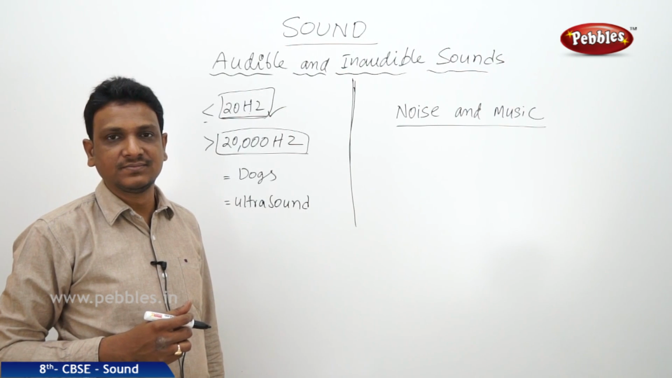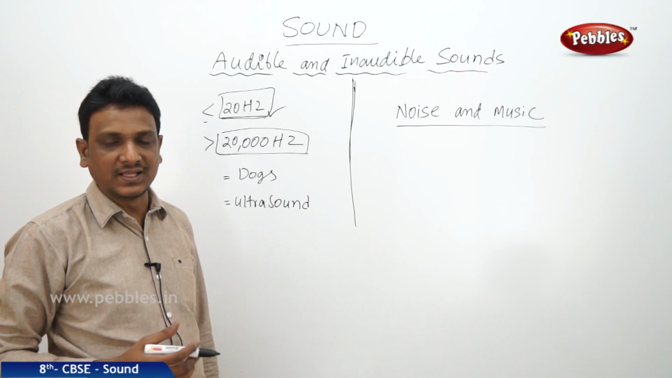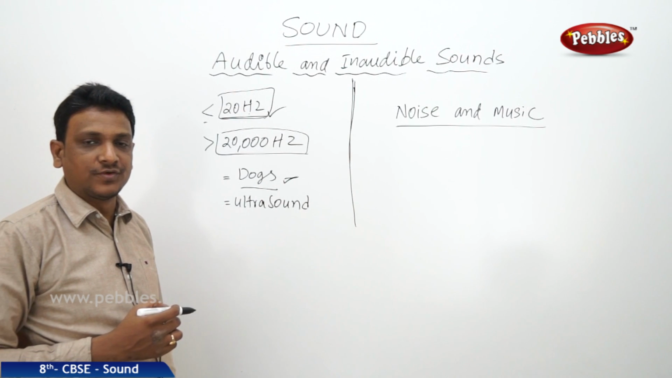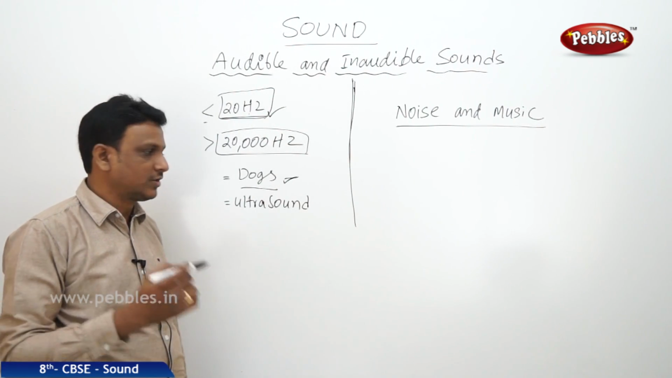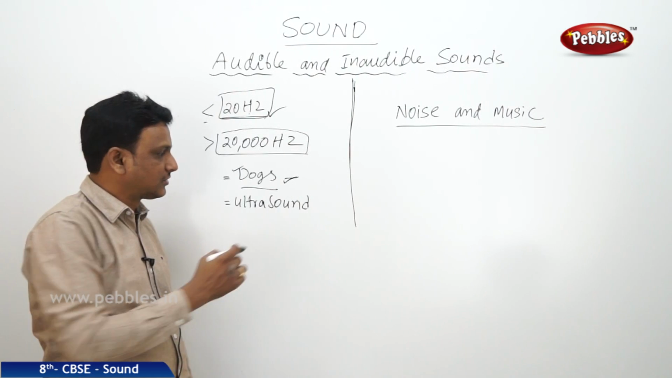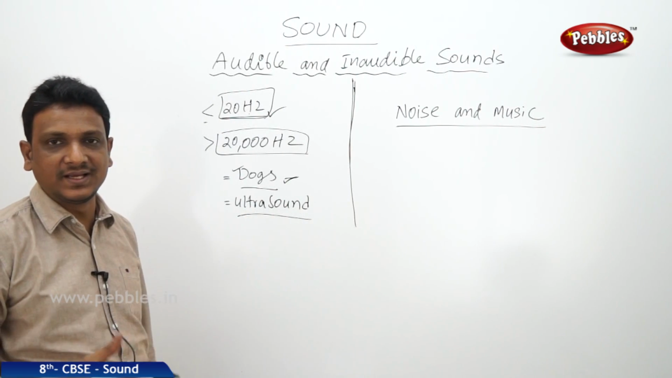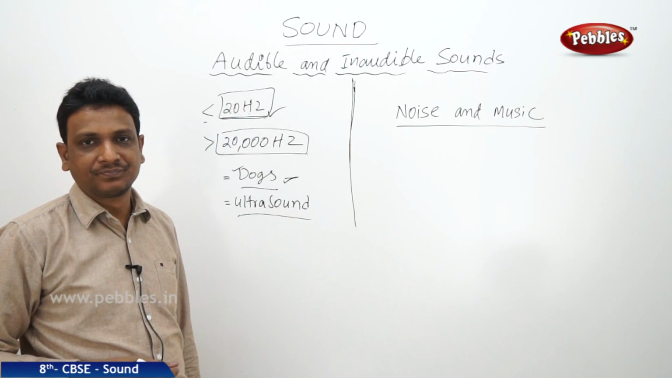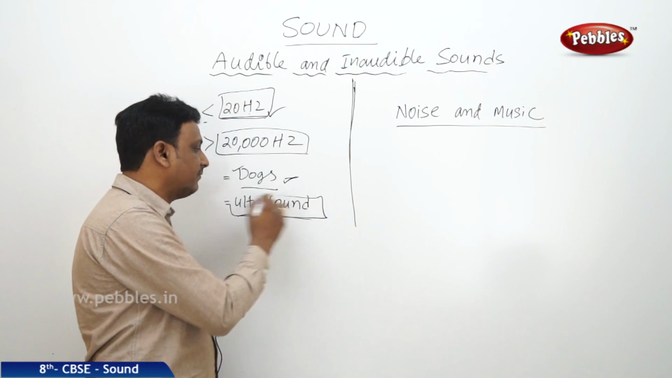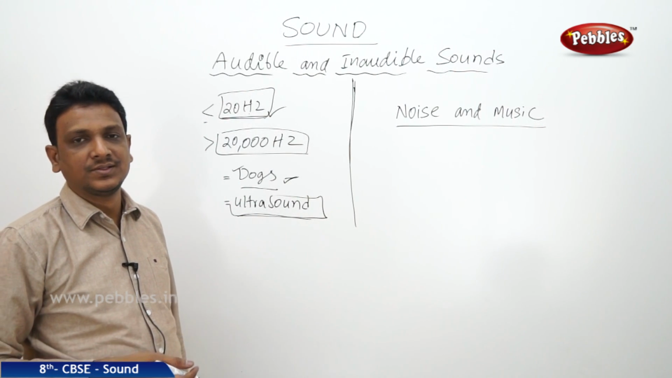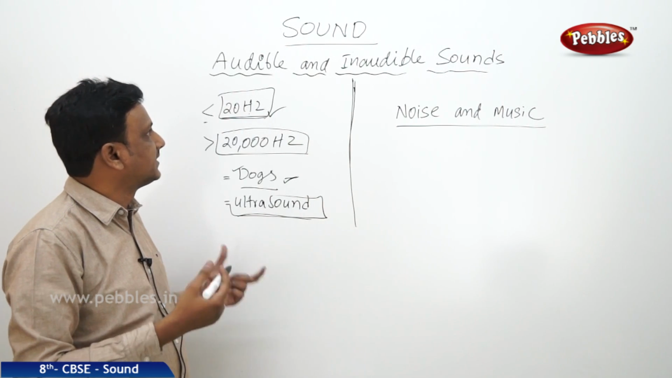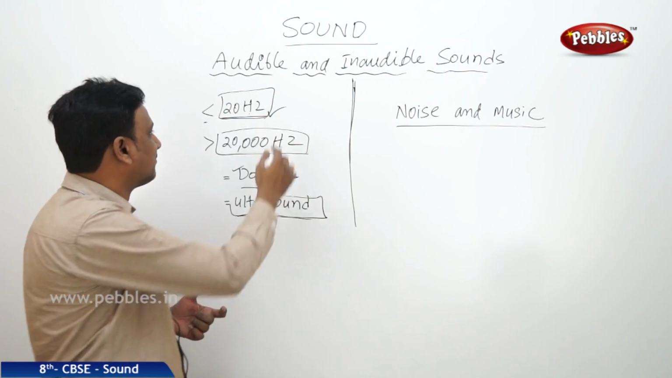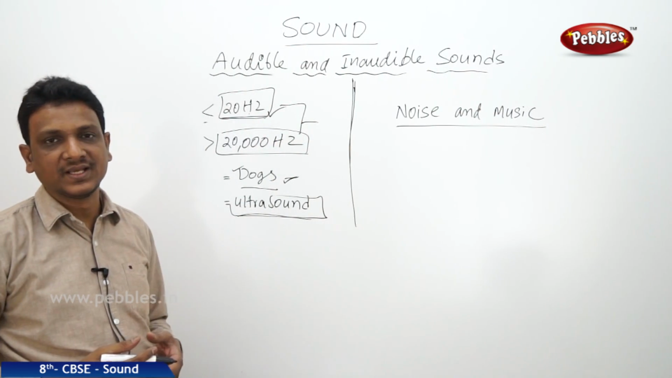There are certain animals which can hear higher frequencies. For example, dogs. They can hear certain kinds of whistles which have very high frequency. Ultrasound equipment, which is used in the medical industry to diagnose problems and identify defects in the body, uses high frequency sounds. So that is an application of sound. Certain sounds are not audible, certain sounds are audible. The sounds which fall in this range are audible to our ears.